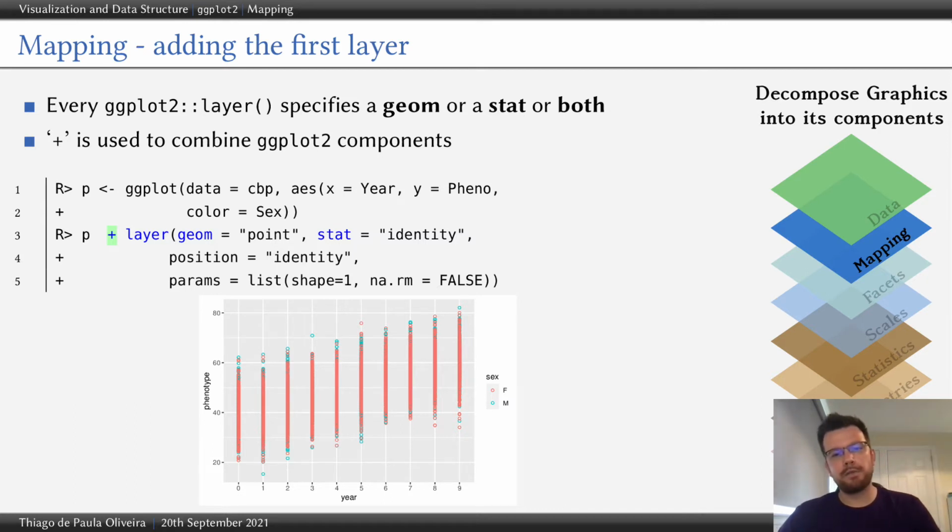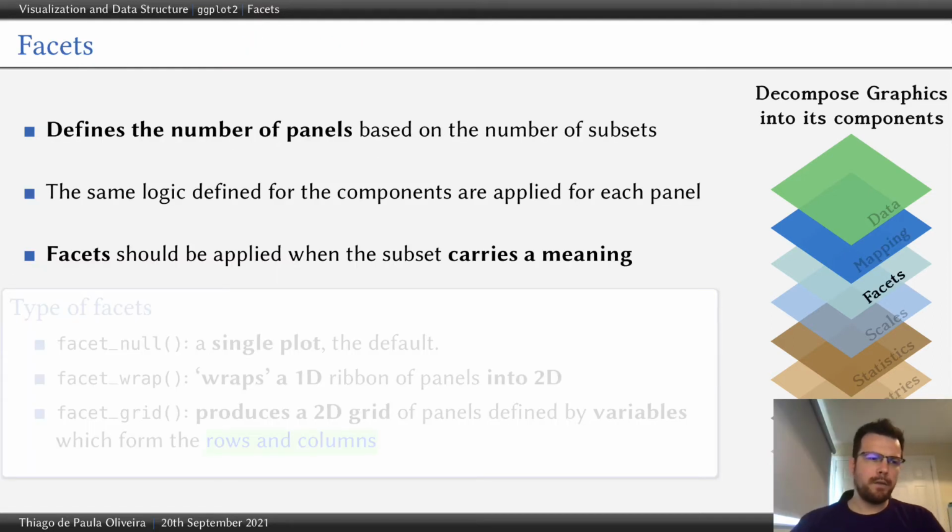And this plot shows, for example, that the average phenotype seems to be increasing over generation, but apparently there is no difference between sex. Facets, as I said, are the way to divide your plot into multiple panels, where each of those panels will be represented by a subset of your data. This subset can be a group like sex, and then you have one panel for female and another panel for male, and each of those panels has a subset of the data related to the sex.